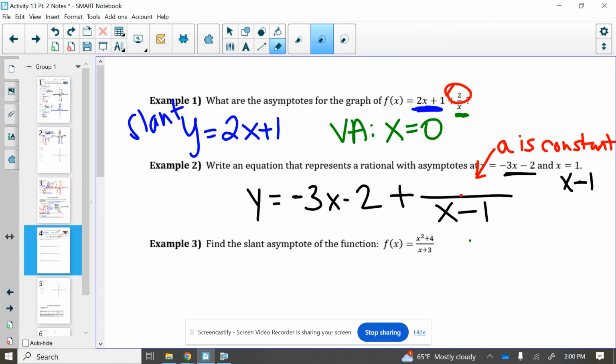Like I said, it could be 7, it could be 2, it could be 1. This number is not going to matter as much as the placement of negative 3x minus 2 and then x minus 1.